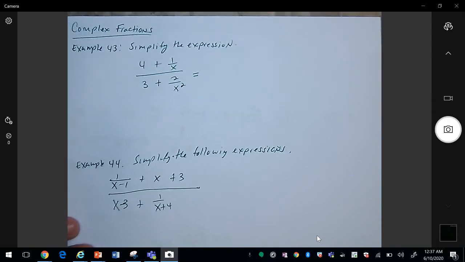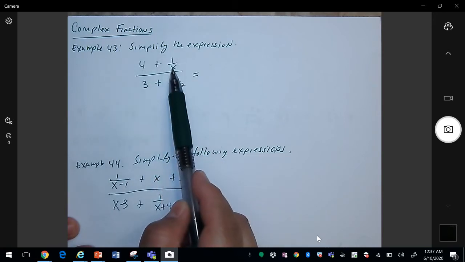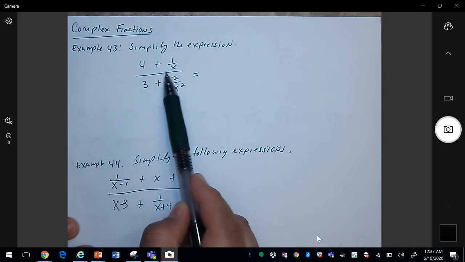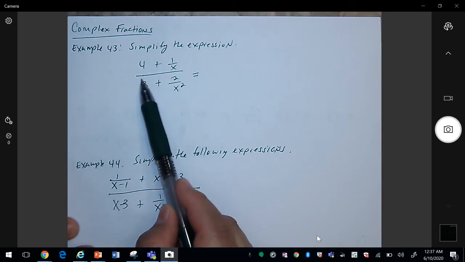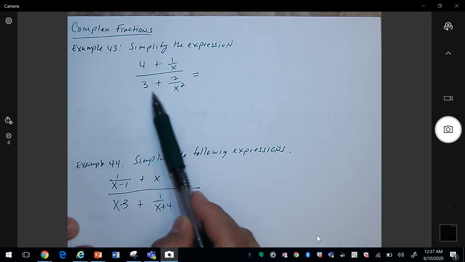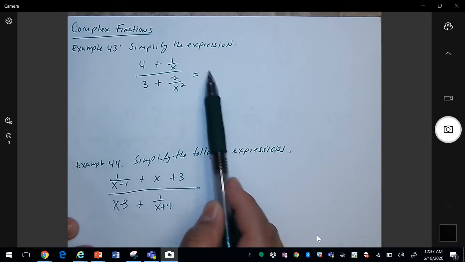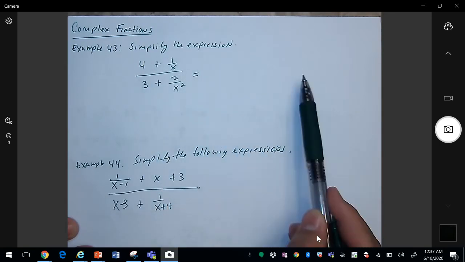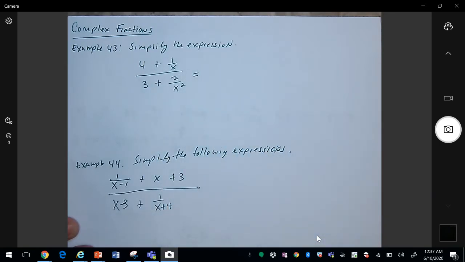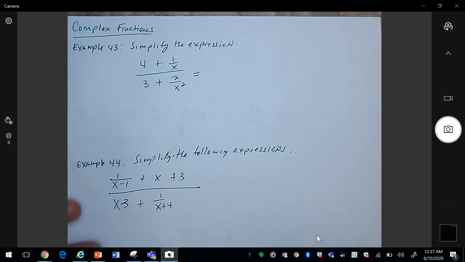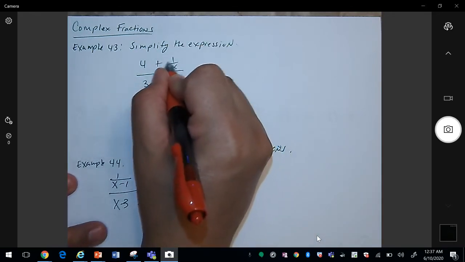Basically there's two ways you can solve or simplify these expressions. The first way is you can find a common denominator for the numerator and then add the two fractions here, and then find the common denominator for the denominator and then add these two terms together. After that, then you would just continue with the division part. The quickest way to do this is to focus on these fractions.